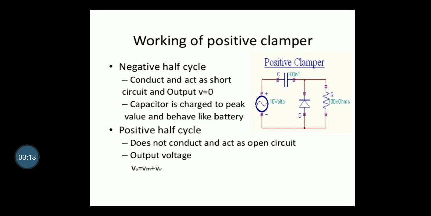There are also two types of clampers. One is the positive clamper and the other one is the negative clamper. Positive clamper. In the positive clamper, during the positive half cycle, diode D is reverse biased, hence the total output voltage V0 is equal to V reference plus Vm.